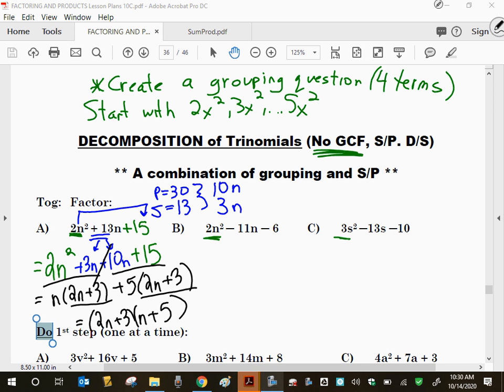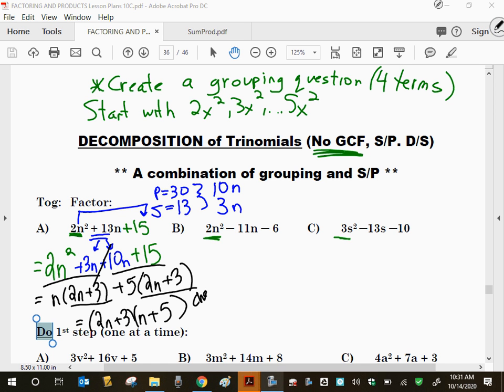But we'll get better and better, because this is our first decomp question. You can see, I'm going to call it 3 steps. First step is sum product, find those middle terms. Second step is to decompose the middle term into 2 terms, and then that enables you to do a grouping question that will always work.